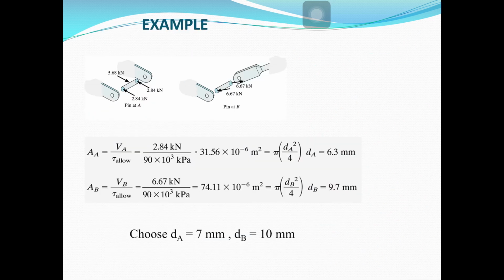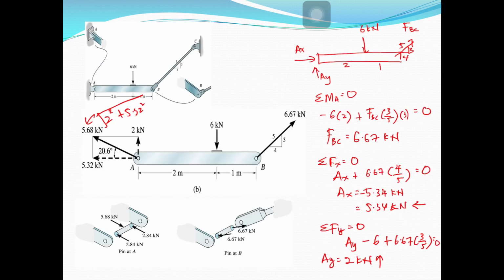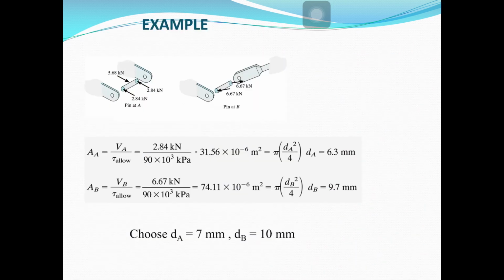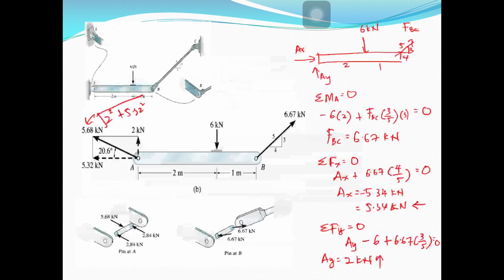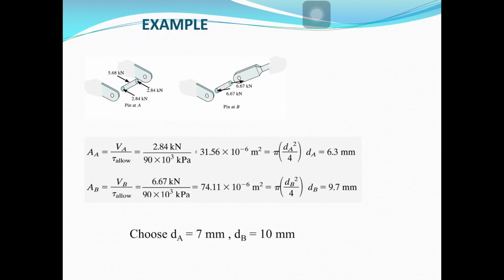So the question is to find the diameter of pin A and pin B. So we start with, where's the location of pin A? So pin A is here. Alright. So this is A. So look at their force. Okay, we start with pin A. If you remember, pin A is double shear. And the force on pin A is 5.68.